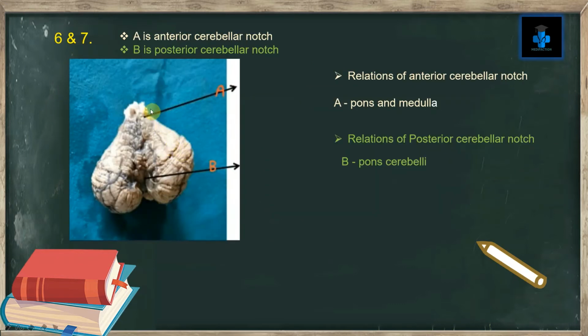Spotter number 6 is anterior cerebellar notch, and spotter number 7 is right here, posterior cerebellar notch. Relations of the anterior cerebellar notch are the pons and medulla. And relations of posterior cerebellar notch is the falx cerebelli.